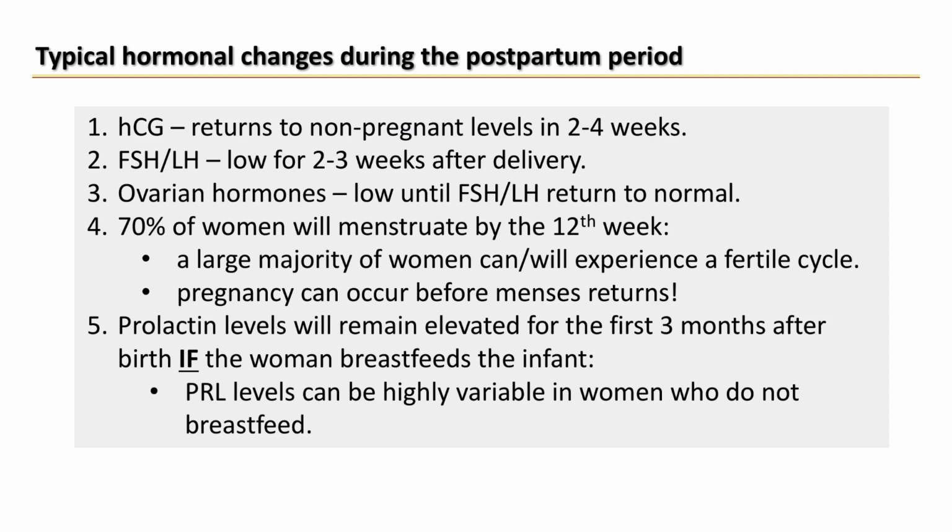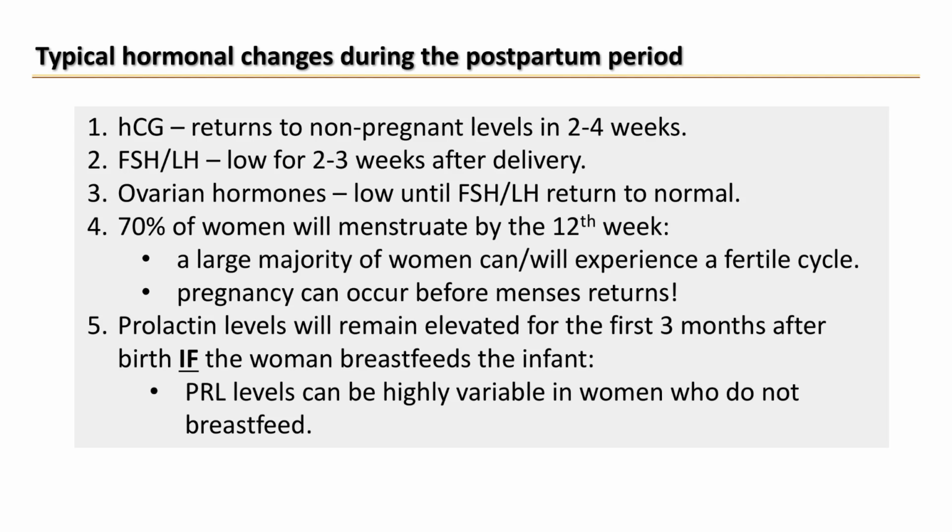What are some of the typical hormonal changes observed during the postpartum period? HCG, which was being secreted by the placenta, plummets rapidly and will basically return to non-detectable levels anywhere from 1 to 4 weeks. FSH and LH, which were being clamped due to progesterone and estrogen acting on the hypothalamus, will remain low for 2 to 3 weeks after delivery and then return to their elevated levels. The ovarian hormones, which were under the control of very low levels of FSH and LH, will start responding to increases in LH and FSH, and those, in essence, will also start to return.